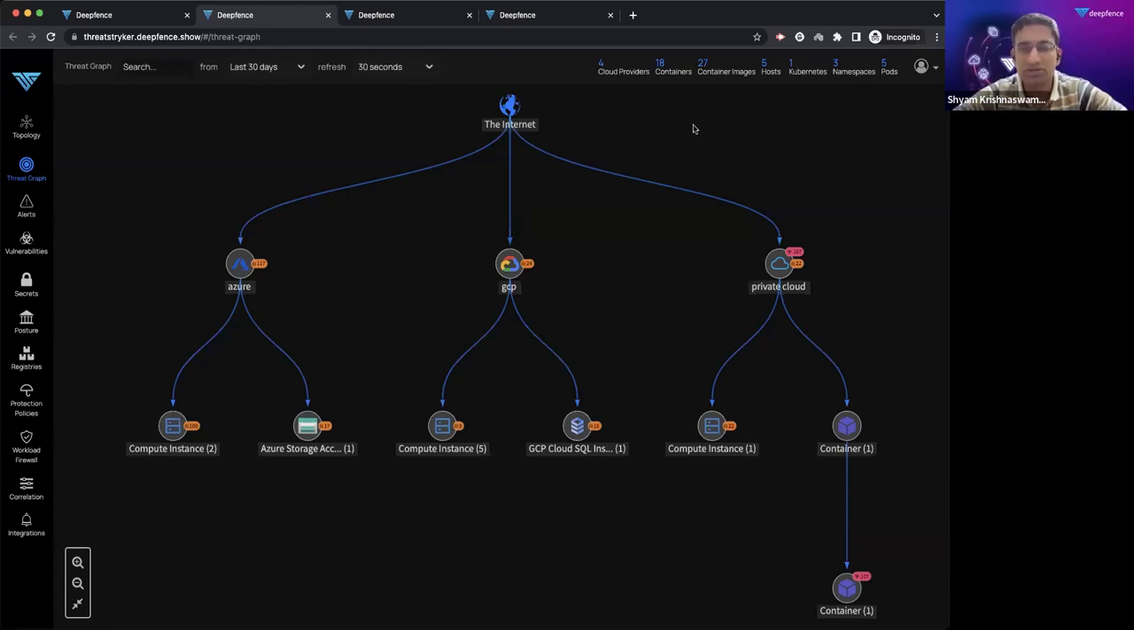So here is the attack path that exists within a sample demo environment. Now this attack path, as I said, uses various vulnerabilities, secrets, and the scans within the various cloud services to build up such an attack path. Now to see this attack path in a little bit more detail, let's look at some of the other results that feed into this attack path.